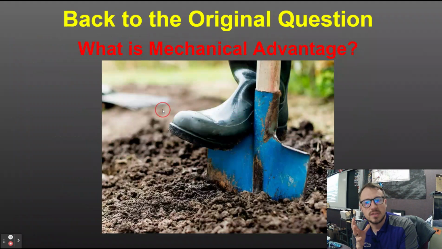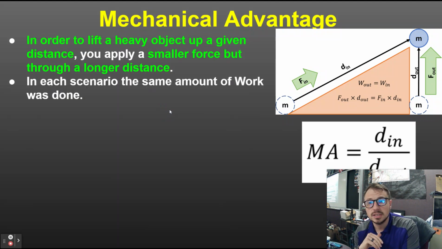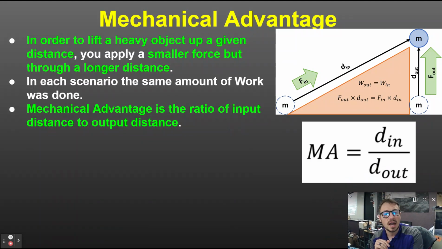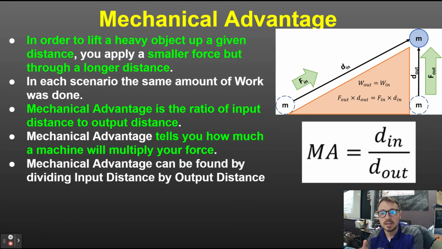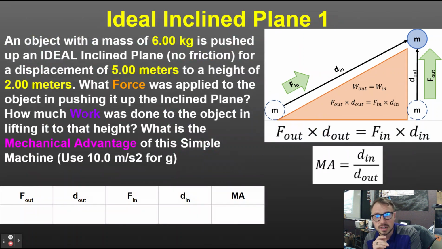So what is mechanical advantage? In order to lift a heavy object up a given distance, you apply a smaller force, but through a longer distance. In each scenario, the same amount of work was done. Mechanical advantage is the ratio of input distance to output distance. It basically tells you how much a machine will multiply your force. It can be found by dividing the input distance by the output distance. For a machine with no friction, mechanical advantage can also be found by dividing the output force by the input force. We're just going to use distance because we're going to get to efficiency, in which the forces are a little bit messed up, but the distances will give you that mechanical advantage.